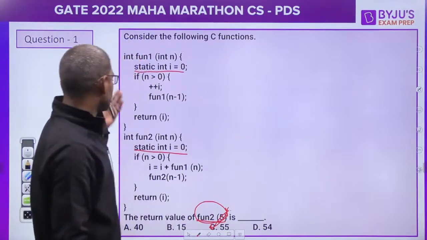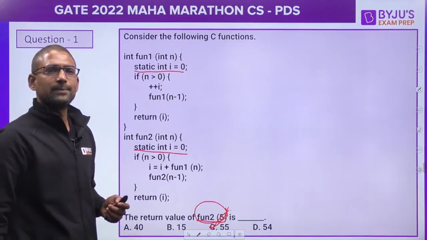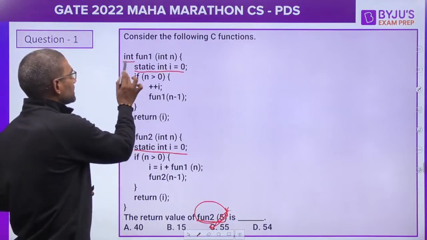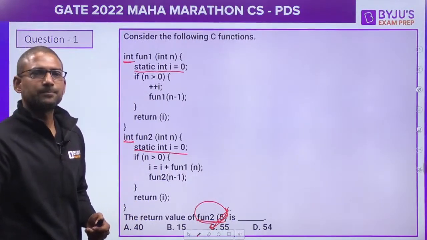Fun is returning int. Yes, why would it be an error? It would not be an error, Himika. The return type is clearly mentioned as integer, right?